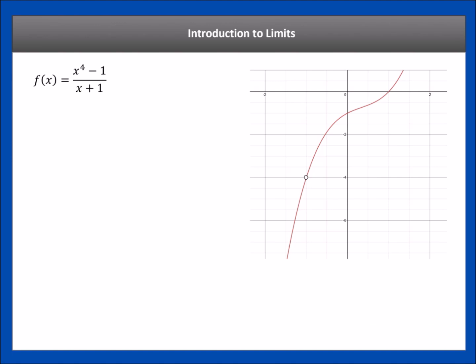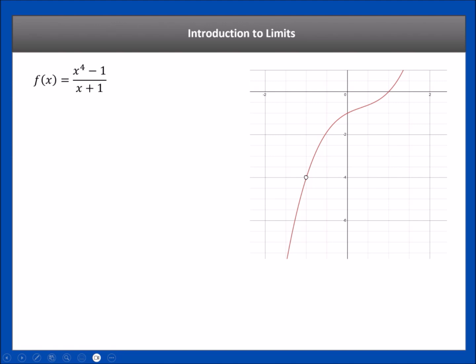So let's take this function f of x equals x to the fourth minus 1 over x plus 1. On the right here, you can see the graph of the function. And you can see that it is undefined. It has a hole at x equals -1. And if you think about it, that makes sense.